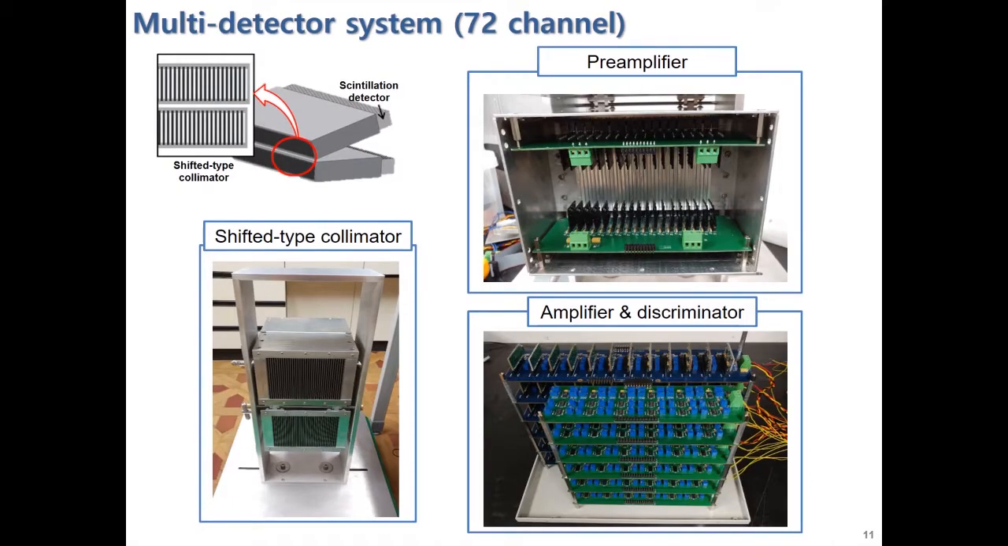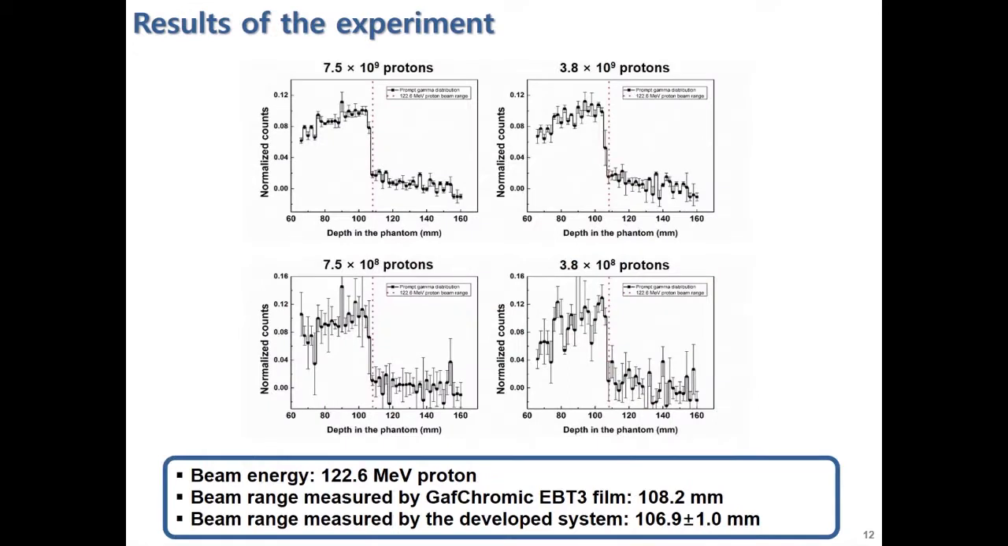Based on this result, we have developed a multi-slit prompt gamma measurement system. This system consists of a 72-channel collimation system using a Slit-type tungsten collimator, a multi-channel signal processing system using commercial preamplifiers and amplifier chips, and an FPGA-based fast data acquisition system.